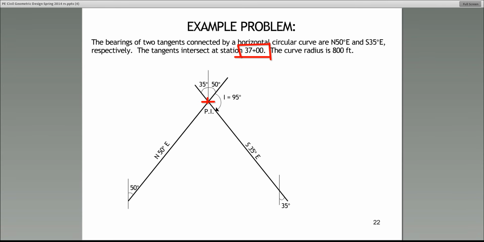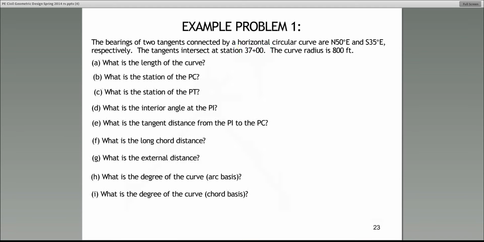In many, many cases, generally, we define the stations in 100-foot segments. So here we go. If we say the station of the PI is 37+00, that means there are 37 100-foot segments. So this point, PI, is 3,700 feet from the point of beginning. All right? Then we have the curve is 800 feet.